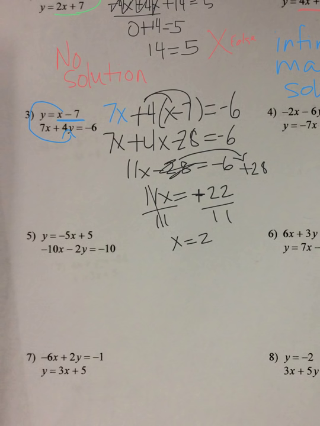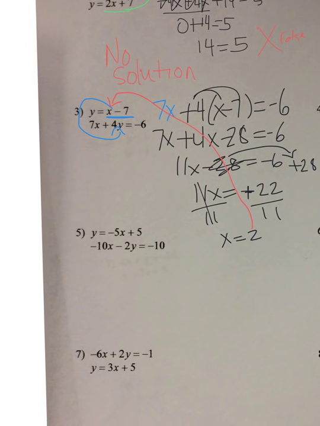Now, once you have this, the 2 is going to plug in right there. So then I have x equals 2, y equals 2 minus 7, y equals negative 5. My solution is 2, negative 5. Okay. Next one.